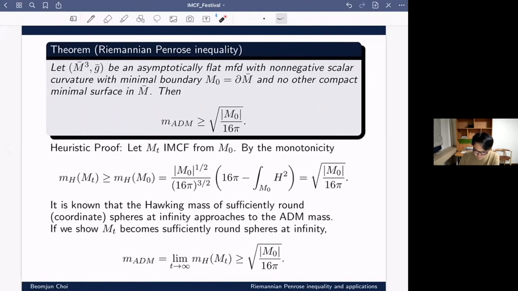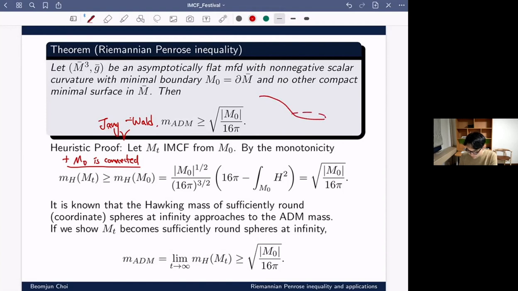There is a heuristic proof of this inequality which uses the inverse mean curvature flow. This was observed by two physicists, Geroch and Jang and Wald. Another assumption we need in this proof is that M0 is connected. Suppose the initial surface, which is the boundary of my 3-manifold, is a connected minimal surface, and I can flow it by the inverse mean curvature flow, say like this.